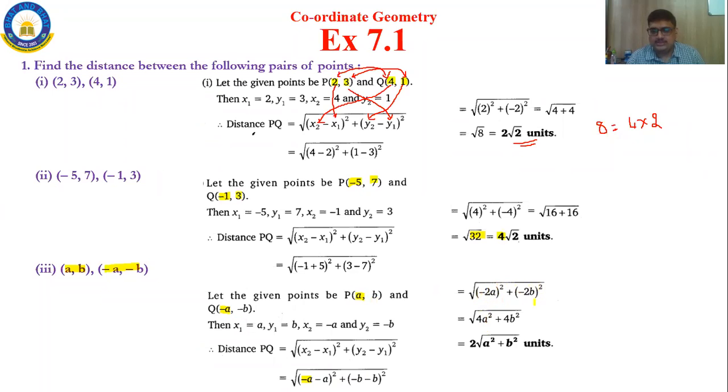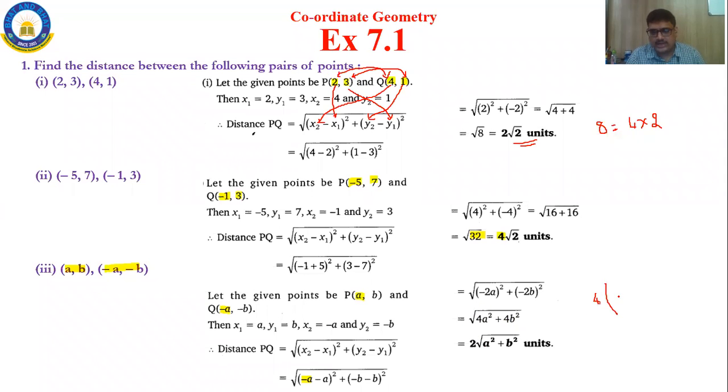So squaring the term. Similarly, minus 2b the whole square. Squaring the term means minus 2b into minus 2b. That means minus into minus will become plus. Then 2 square is 4, b square is kept as it is. So 4a square plus 4b square. So how do we simplify from here to next step? 4 is common. That is what we observe. The term 4 is common. So what is the best thing that I can do? Since 4 is common, I will take 4 outside.